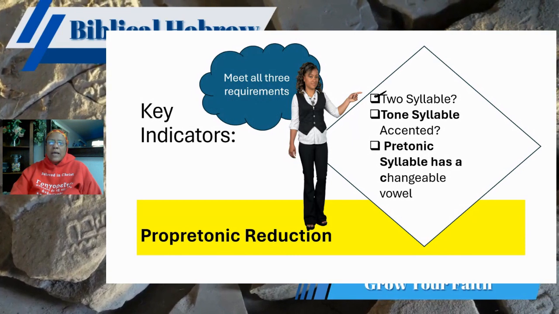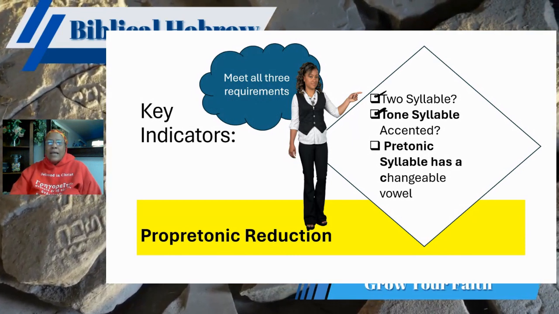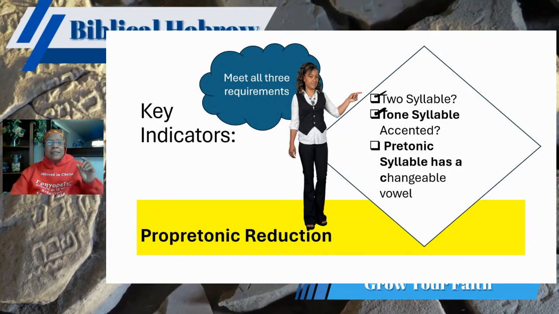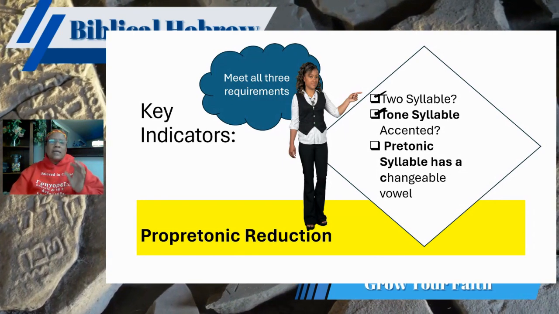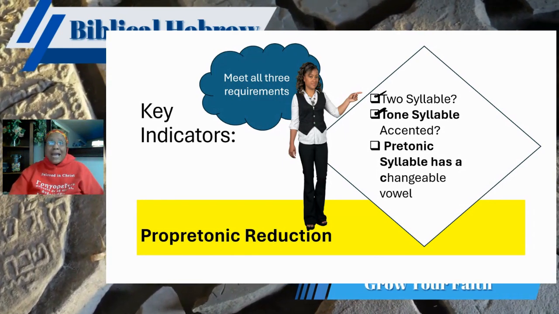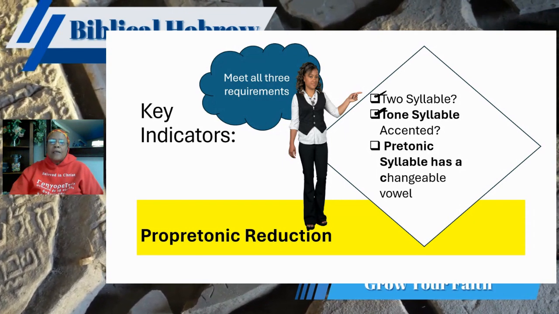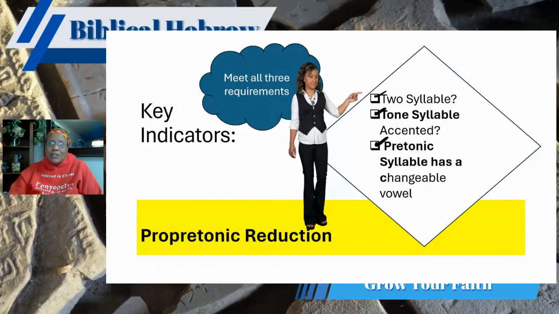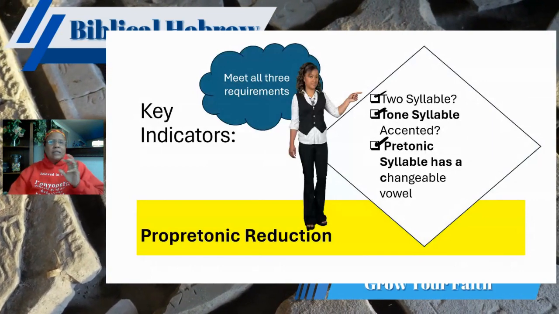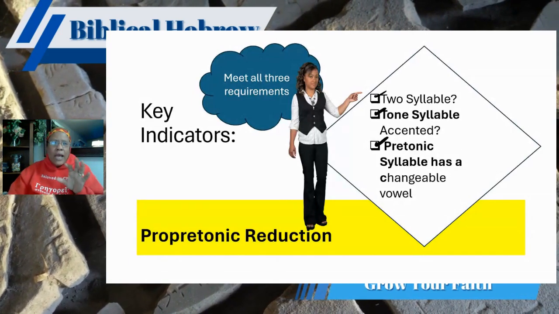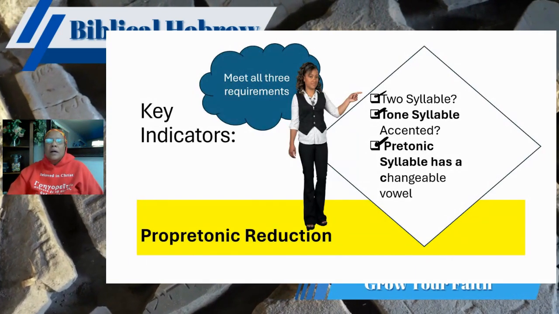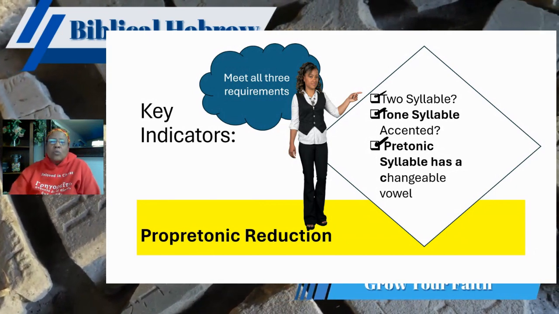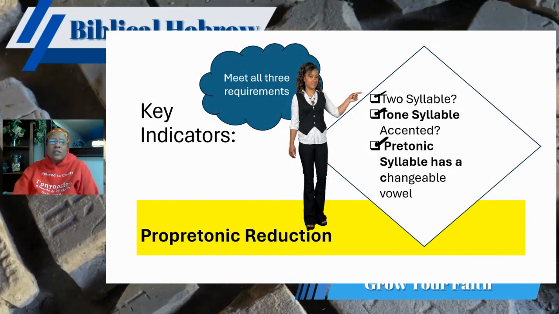Is the tone syllable, the last syllable, accented? I cannot stress enough that you understand that the last syllable, if there's no other accents in the word, is the accented tone syllable. And then the pre-tonic syllable has a changeable vowel. That means that you can change it. If it's an unchangeable vowel, which usually has a vowel letter attached to it, or a shureq, then it's going to be unchangeable. So we're talking about the changeable vowels here.